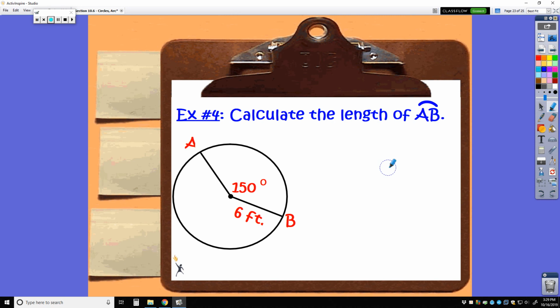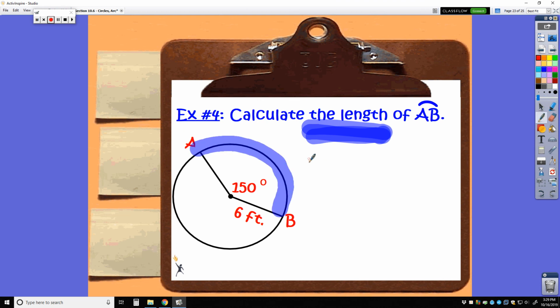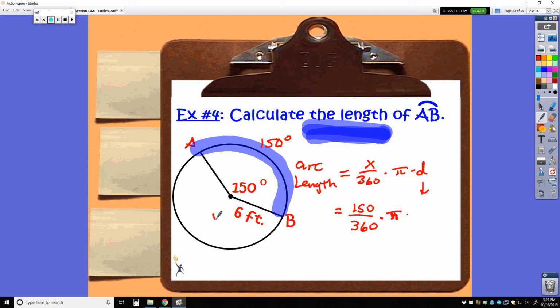So in this example 4, calculate the length, not how many degrees, but the length of arc AB. Well, here's arc AB. If I start off with my formula, arc length is equal to x over 360 times pi times the diameter. So how many degrees out of 360 is arc AB? Well, here's the central angle. It's 150 degrees, which means this arc is also 150 degrees. So we want 150 out of 360 degrees of the entire circumference. So times pi times, well, what's the diameter of the circle? The radius is 6, so the diameter is 12.